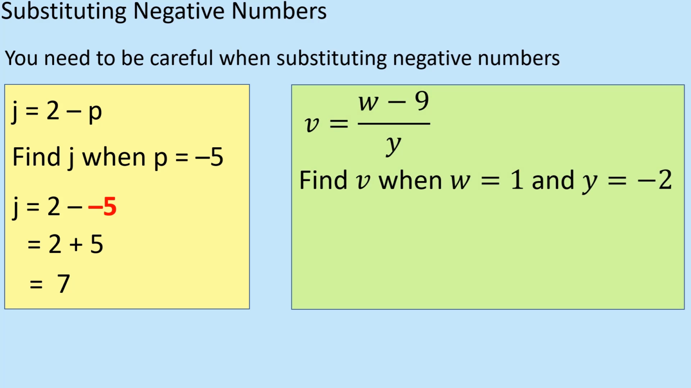Let's have a look at this one. Find v when w equals 1 and y equals minus 2. Again, you've got the formula and the two variables given, so let's put those in. w is equal to 1, and y is equal to minus 2. Let's simplify that first. You've got minus 8 divided by minus 2, because 1 take away 9 is minus 8, and a negative divided by a negative is a positive, so 8 divided by 2 is just 4. There you go.